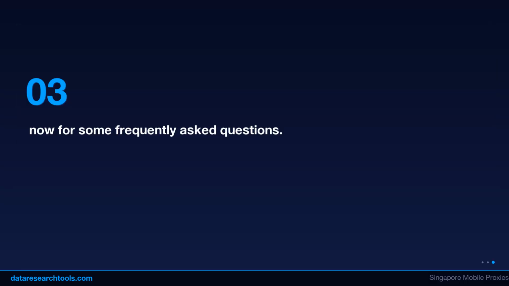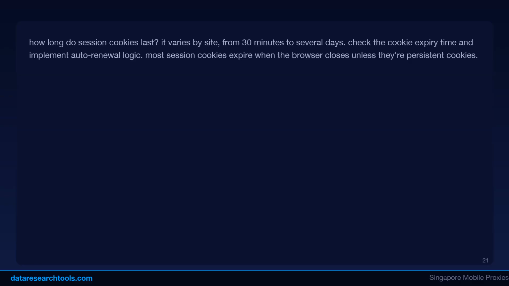Some important ethical and legal considerations: only scrape accounts you own or have explicit permission to access. Don't share or store other people's credentials. Respect terms of service regarding automated access. Rate limit your requests to avoid disrupting the service for other users. And be aware that automated access to authenticated areas may violate computer fraud laws in some jurisdictions.